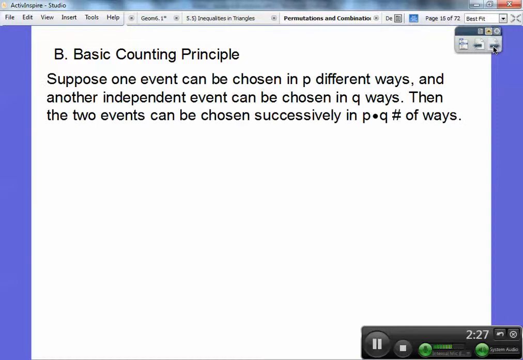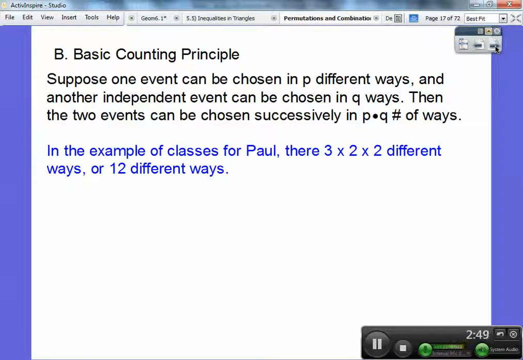So basic counting principles. Suppose one event can be chosen in P different ways and another independent event can be chosen in Q ways. Then the 2 events can be chosen successively in P times Q different number of ways. We're going to use this later on towards the end of the lesson. When more than one thing is happening, you multiply those. So for Paul, he had 3 math classes, 2 science classes, 2 humanities classes, so the number of different ways was 3 times 2 times 2. We're looking for how many different ways there are, basically.